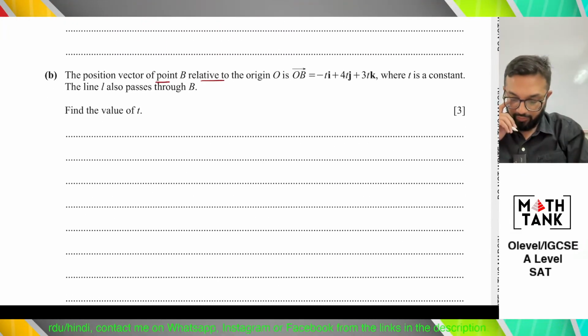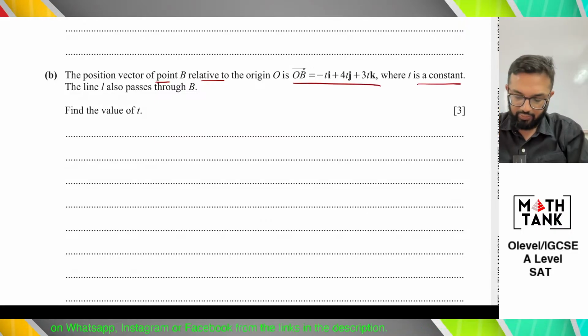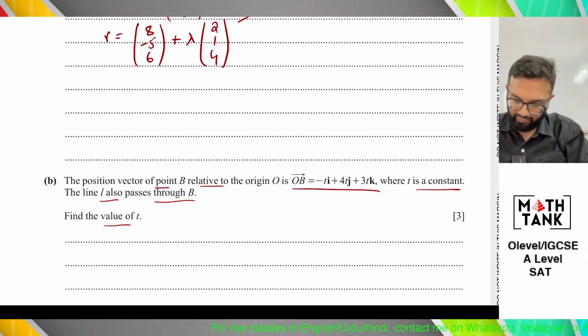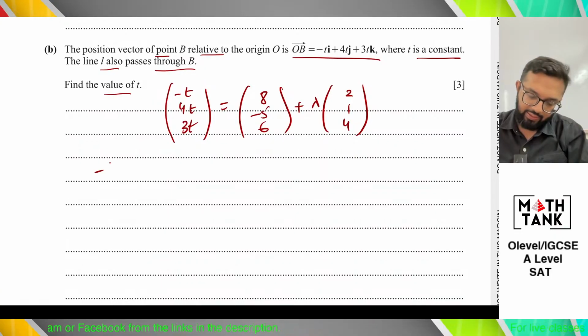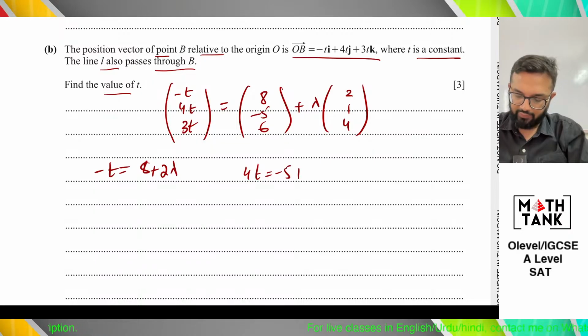The position vector of point B relative to the origin is this, where T is a constant. The line L also passes through B. Find the value of T. So if the line L also passes through this, then minus T, 4T, and 3T should equal 8, minus 5, 6, plus lambda times 2, 1, 4. So minus T is basically 8 plus 2 lambda. 4T is basically minus 5 plus lambda. And 3T is basically 6 plus 4 lambda.